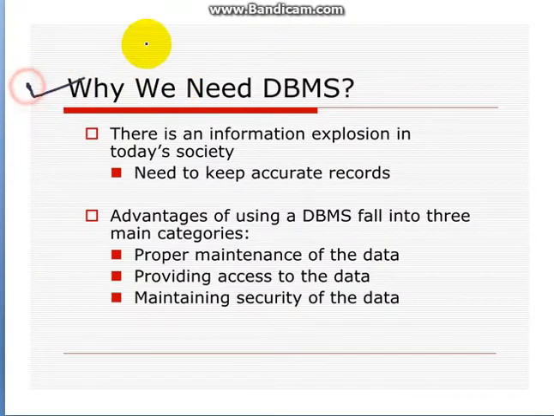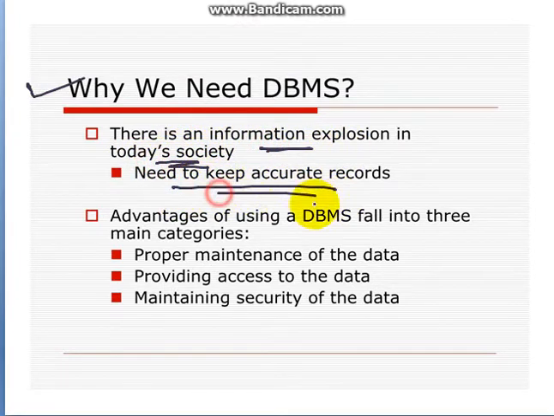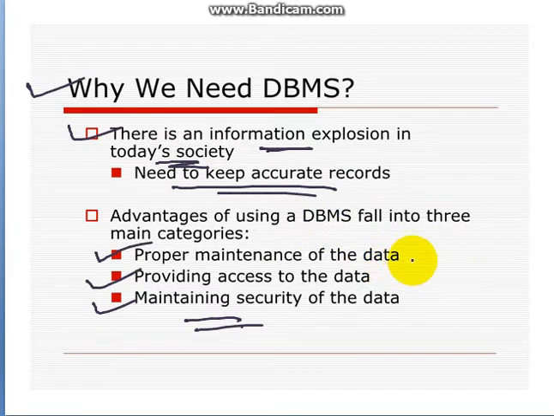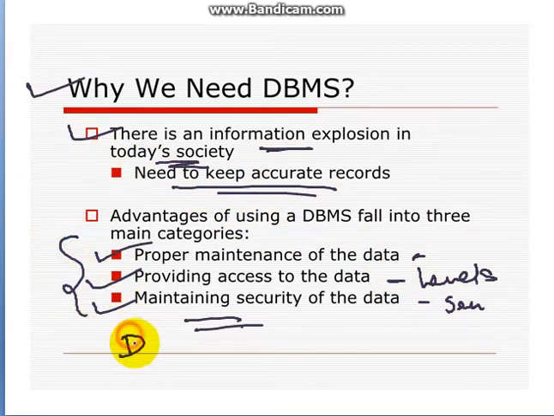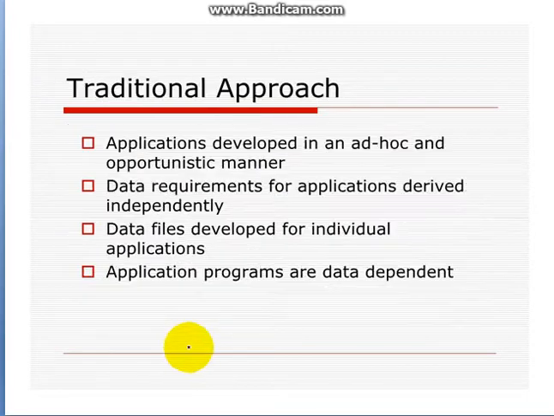So why do we need a database? Actually, there is an information explosion in today's society. We need to keep accurate records. So accurate record keeping is very important. That's why we need databases. And the advantages of using the database fall into three main categories: we should have proper maintenance of data, providing access to the data, and maintaining the data. So proper maintenance should be there, and there should be levels of access. The levels of access should be set properly, and security is also very important. That is why all these three factors are available in DBMS. So we are using DBMS.